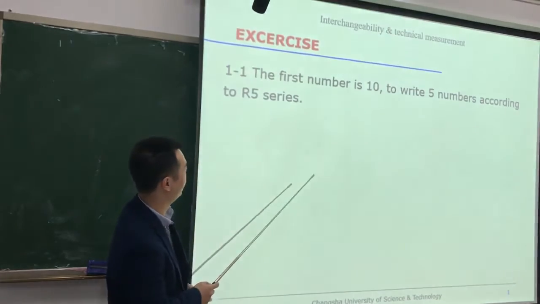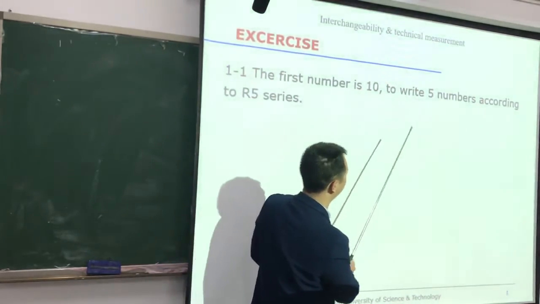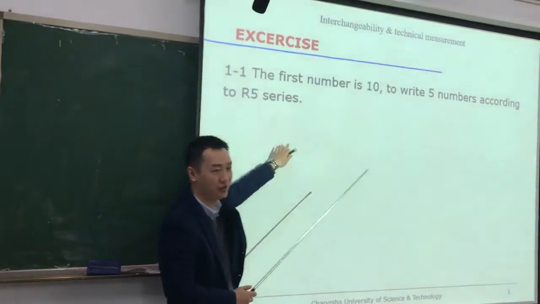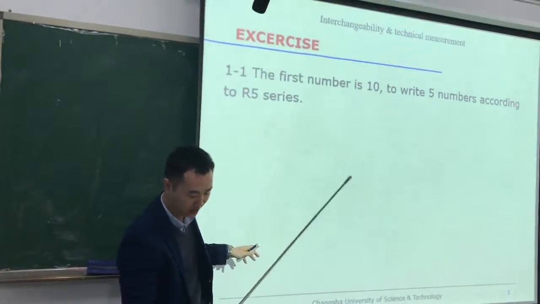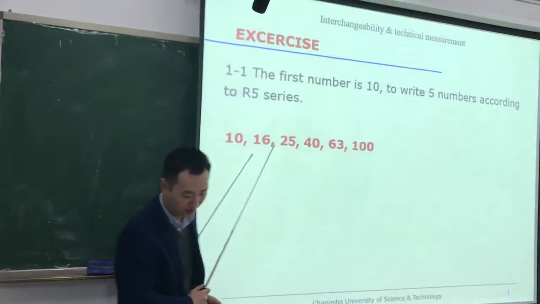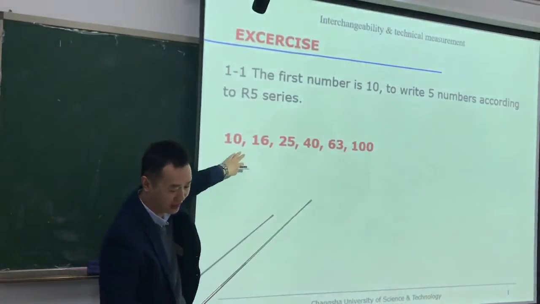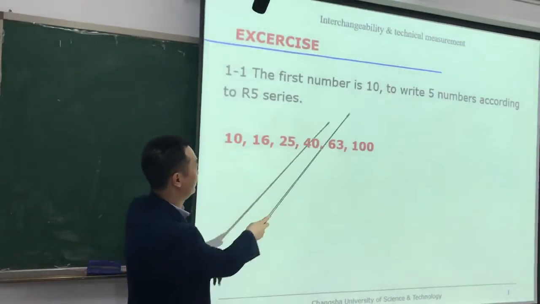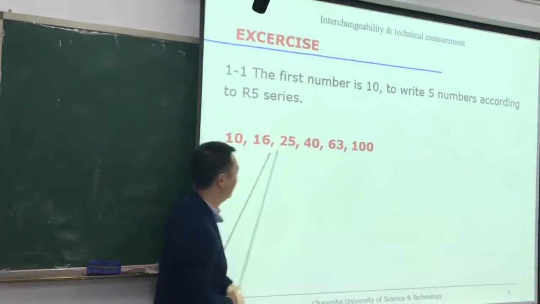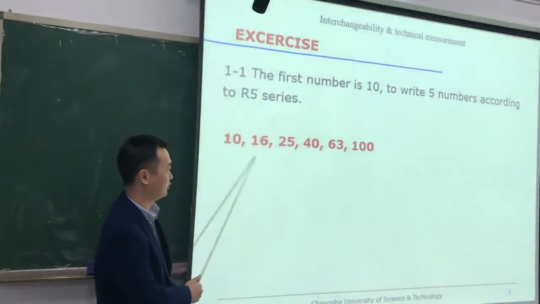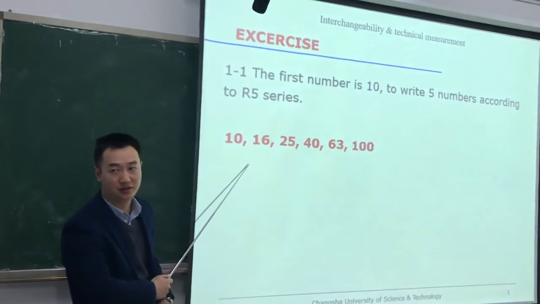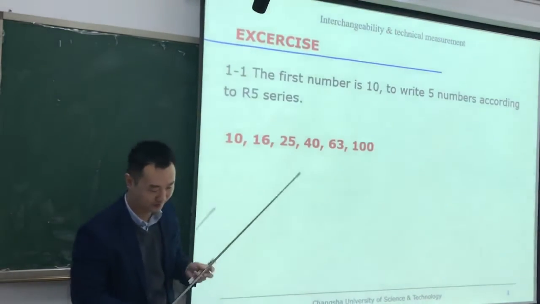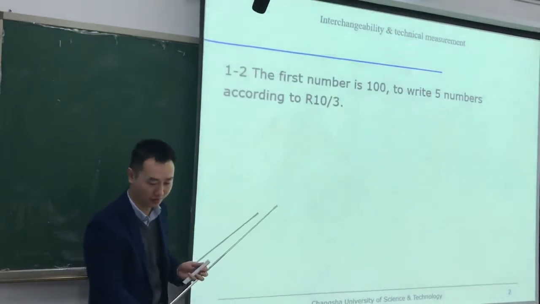Exercise 1: the first number is 10, write the 5 numbers according to our R5 series. It's very easy if you check table 1-1. If you look at table 1-1, you can find the answers. Table 1-1 starts with 1, not 10, but you just multiply the preferred values by 10, and you will get the answers. So you need to check if you got the right answer, okay? It's easy. Now let's look at exercise 2.